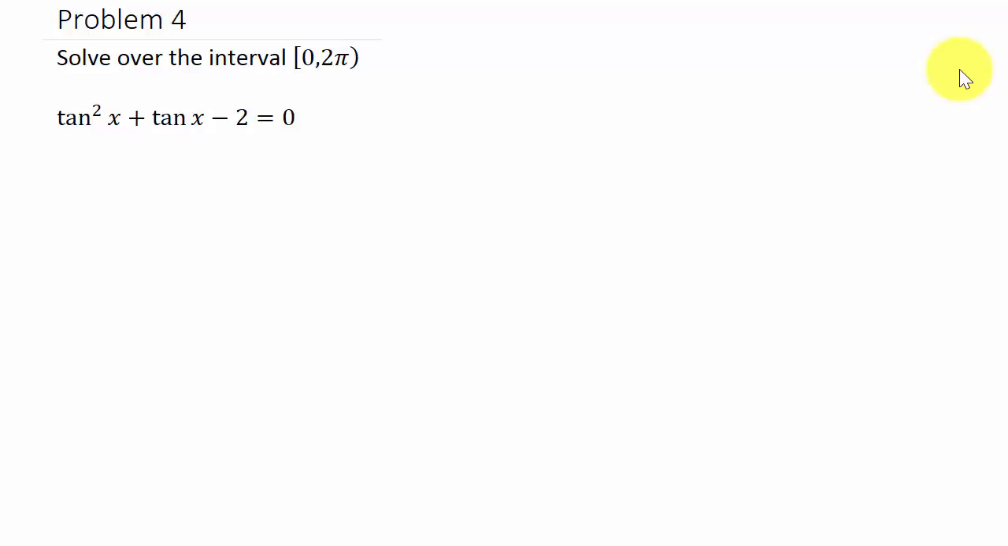Alright, so here's a fourth example, solving trigonometric equations. Here we have tangent squared plus tangent minus 2 equals 0, and we want to find all the solutions from 0 to 2 pi. In this video, we're going to be in radians instead of degrees.